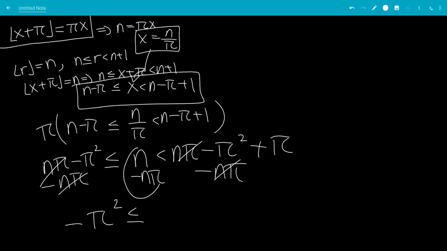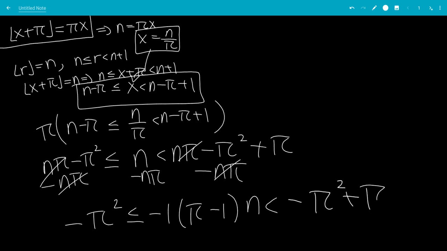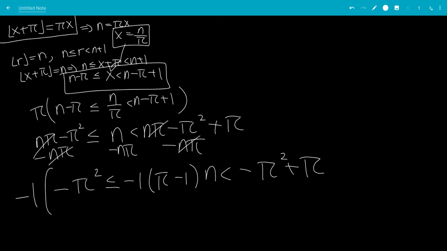So let's factor out an n here. That would be 1 minus pi times n. But you can write that as negative 1 times pi minus 1 times n, less than negative pi squared plus pi. Now we're going to multiply by negative 1. So that will flip the whole inequality.